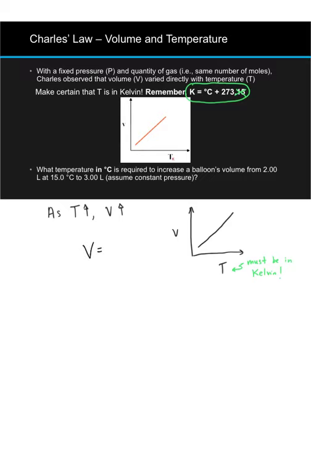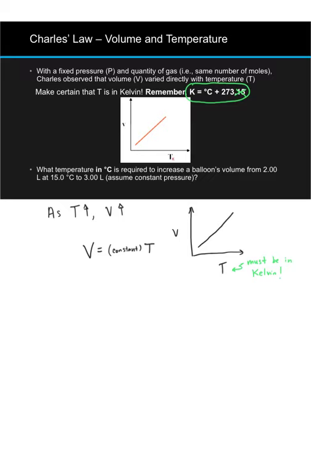The volume on the y-axis is equal to the slope of a straight line, which is a constant value, multiplied by whatever's on the x-axis, the temperature. Here, the intercept is 0, which reflects the absolute zero temperature. It is possible to have a zero temperature that's not the coldest possible temperature in the universe on a Celsius scale and also on a Fahrenheit scale. And it's possible to have negative values of temperature on Celsius and Fahrenheit scales.